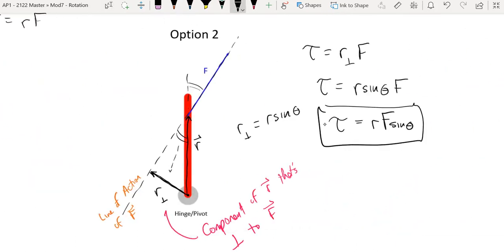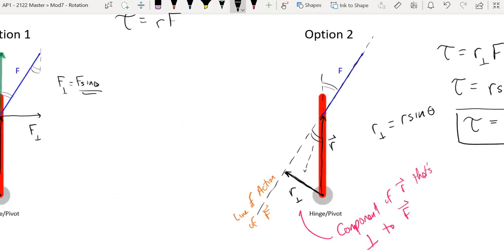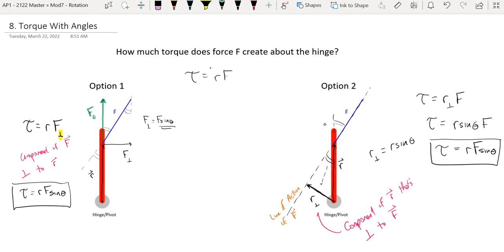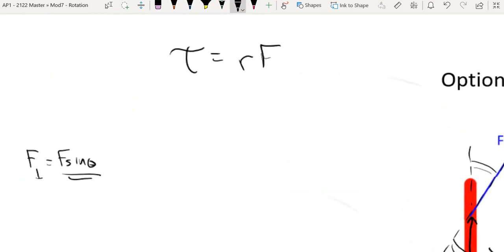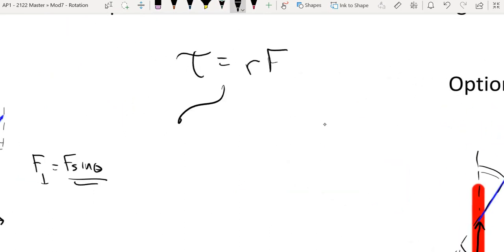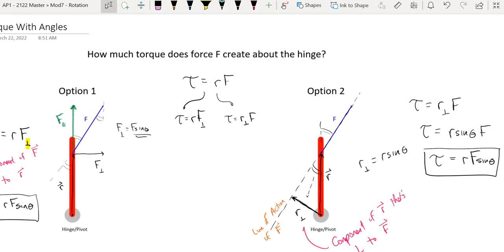Those are equivalent. What we're trying to get at is that you really have two options. When we say torque is the product of R and F, that's not enough. It's not necessarily true. What is true is that torque is R times the component of F perpendicular to R, or it's equal to the component of R perpendicular to F times F. And those are the same thing. We've shown you that in both cases you get the same answer.